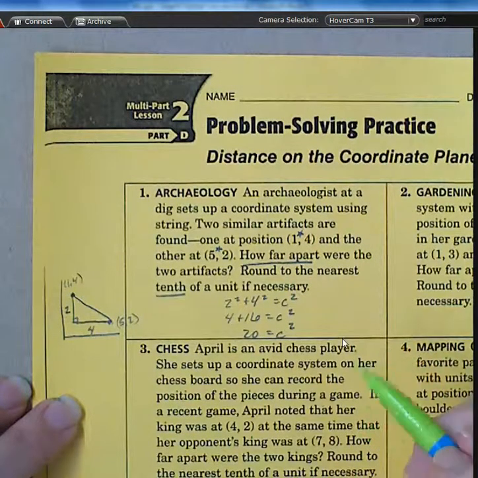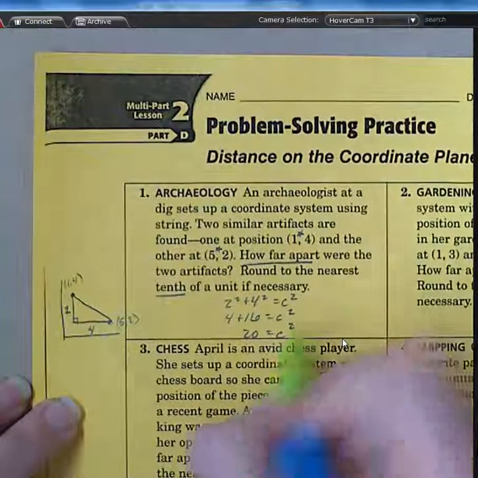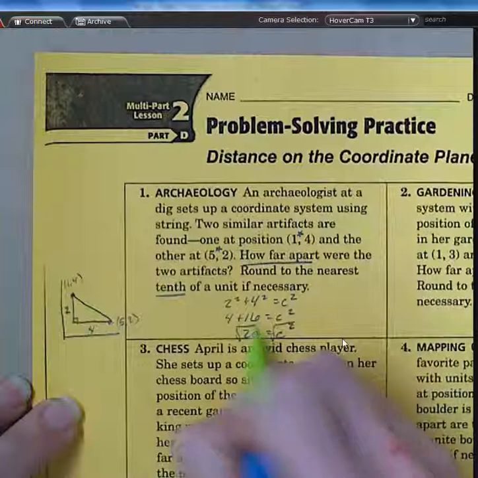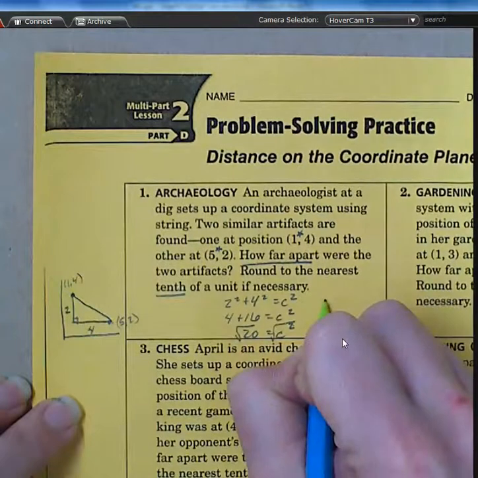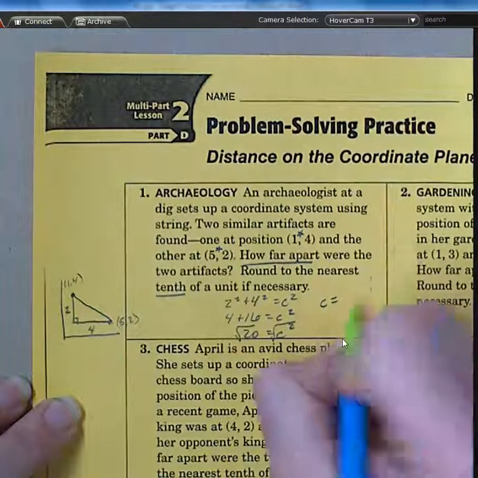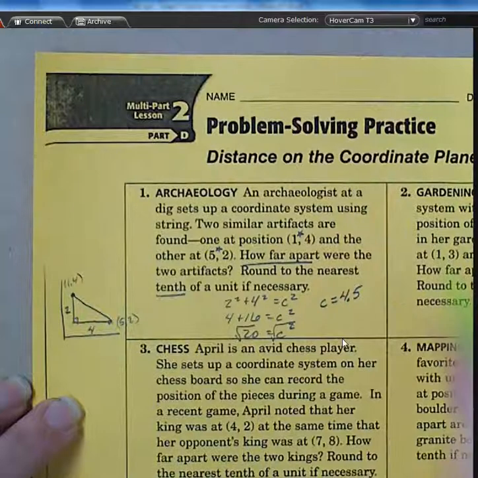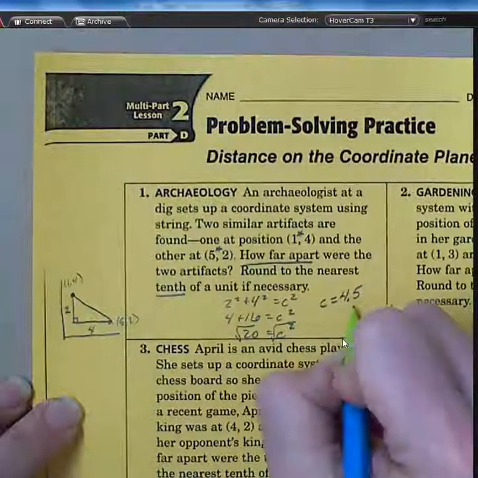Why am I taking the square root? Because c squared, to get it by itself, I have to take the square root. It's going to be 4 point something because I'm estimating. Did you round to the nearest 10th? Yeah. 4.47 means it's 4.5. It doesn't give us a label, so what's our label? Units.